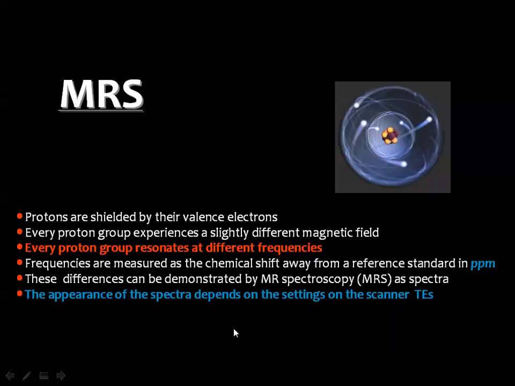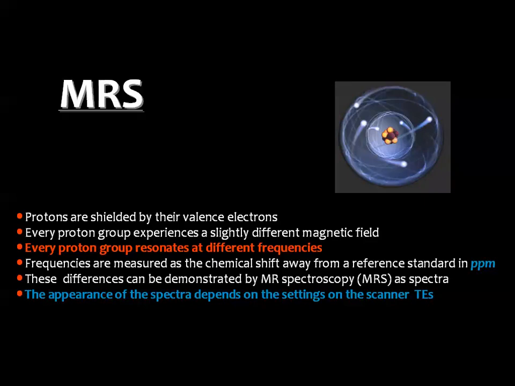Then you know that the protons are shielded by their valence of electrons, and every proton group has a slightly different magnetic field, which is different from the adjacent proton group. And every proton group resonates at a different frequency. And these differences in frequencies are usually measured as the chemical shift from a reference standard in parts per million. I will explain this in detail.